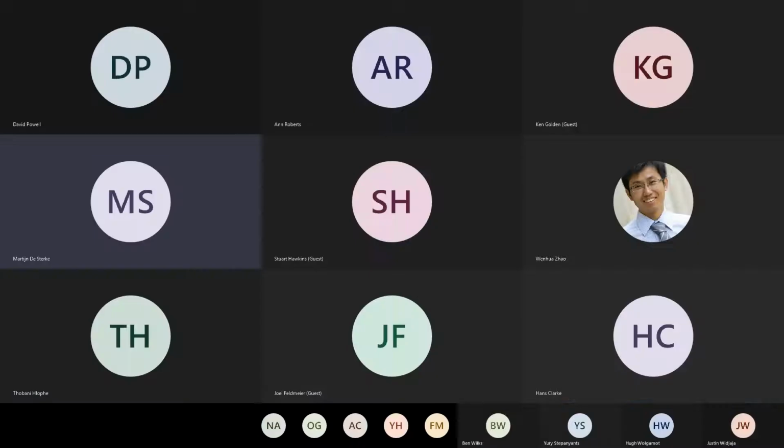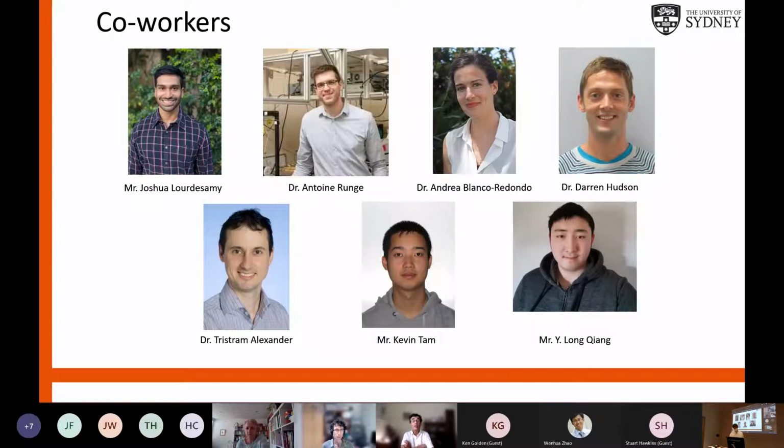and enhance nonlinear effects. This is the team consisting of students, postdocs, colleagues who are now scattered around the world, but all of them have contributed to this work. And in particular, I'd like to point out Joshua Lordesami, who did the experiments that I will be talking about.